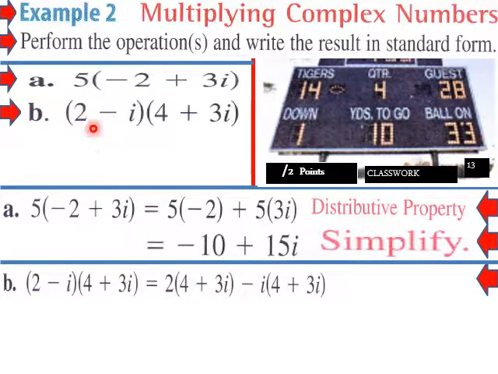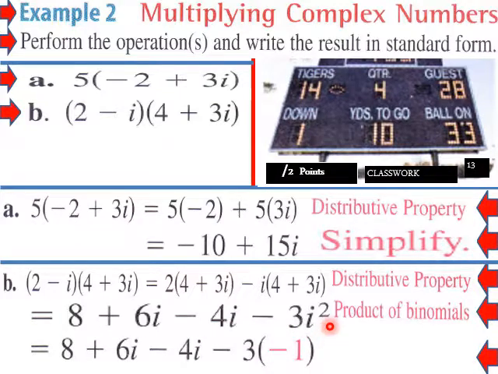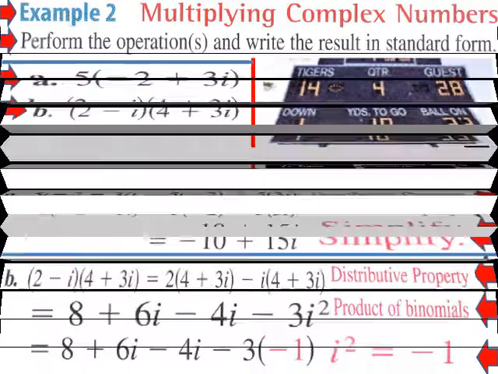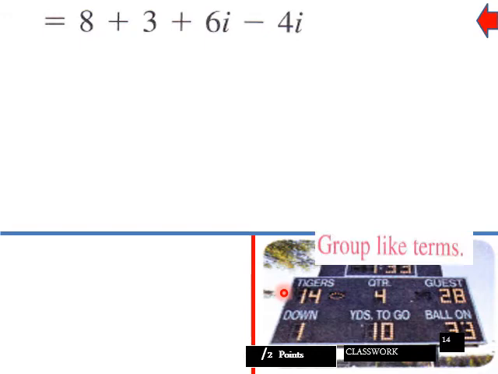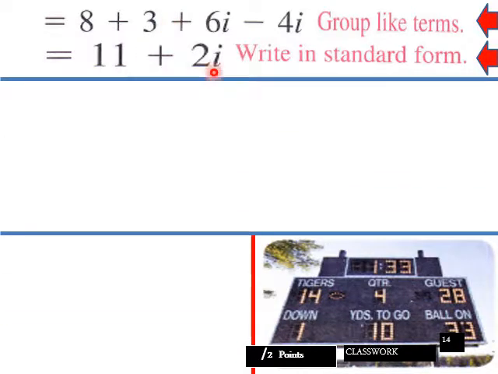And then for b here, we've got to FOIL those. So when you FOIL them out, we're going to multiply here by a distributive property. 2 times 4 plus 3i minus i times 4 plus 3i. Then we come up with this here, 8 plus 6i minus 4i minus 3i squared. And then this becomes 8 plus 6i minus 4i minus i squared, which becomes negative 1. Then when we continue to group like terms, we combine like terms. And this is written in standard form from up here.